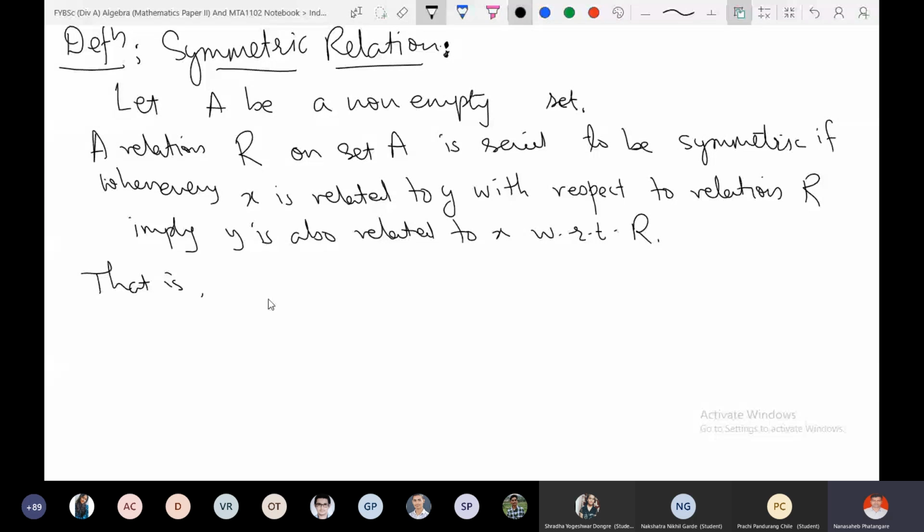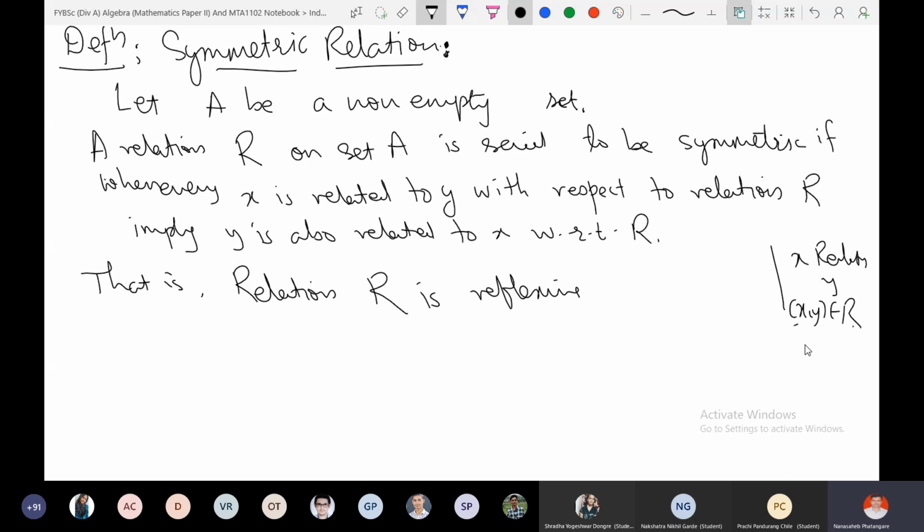So what is another way to say the same thing? When I say x is related to y, how do we alternatively say this? (x, y) is in R, where (x, y) in R means x is related to y. So relation R is symmetric if (x, y) belongs to R implies (y, x) is also in R.